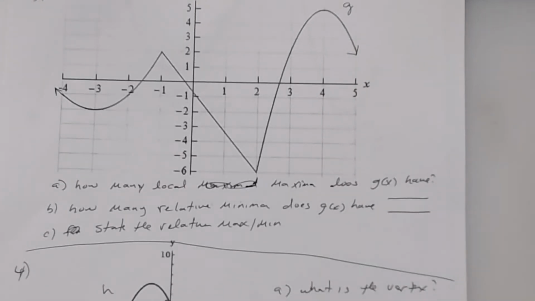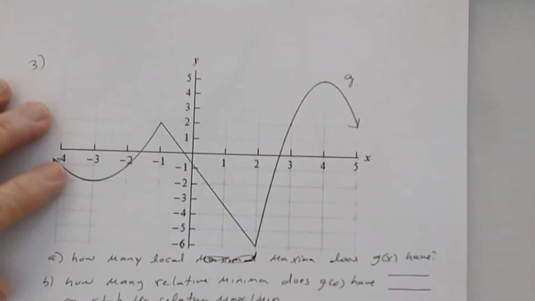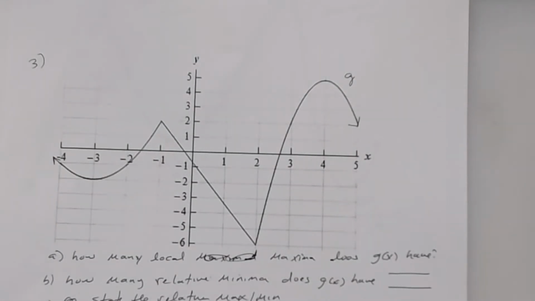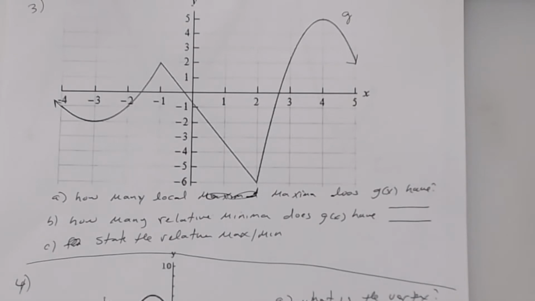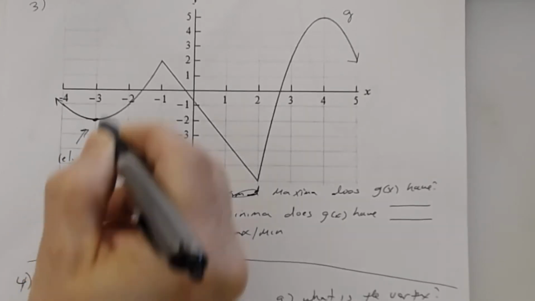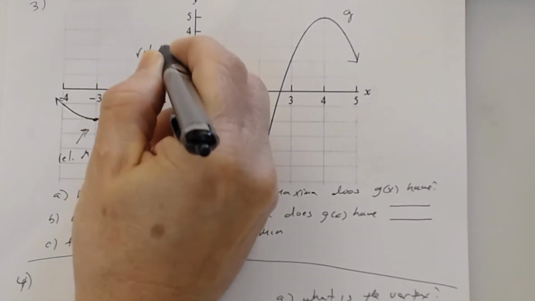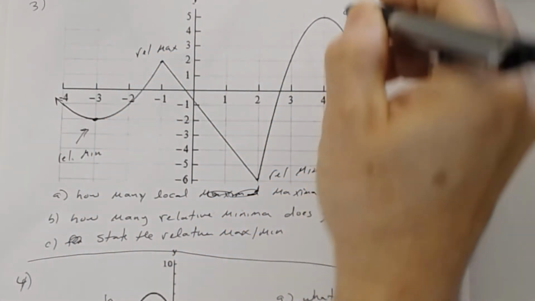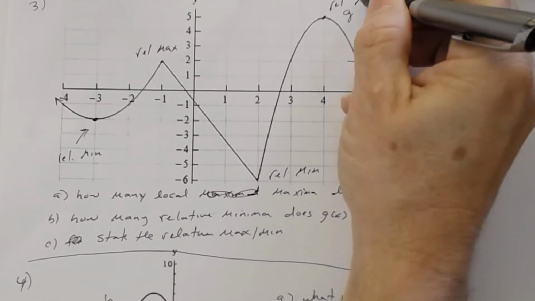Okay, number 3. Look at the question. There's your function. Now, is this function even, odd, or neither? Neither. Okay, so for the most part, you all can visually look at a graph and determine if it's even, odd, or neither. So that's neither. But it does have relative maximums and minimums. So, for example, this right here would be a relative what? Minimum. This is a relative max. This is a relative min. And this is a relative max.